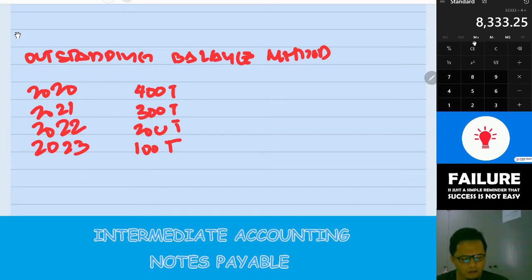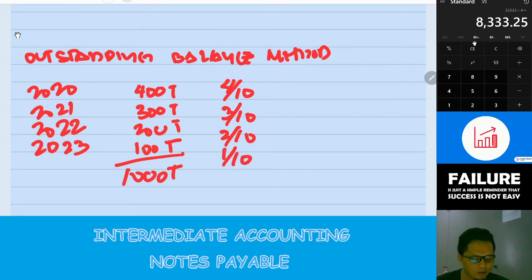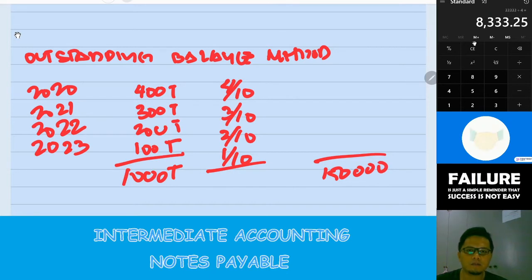Okay? Then the fraction, to get your fraction, we need to total this. So that is 4 plus 3 plus 2 plus 1. So that is basically 10, diba? If we are to fraction it, this would be 4 over 10, 3 over 10, 2 over 10, and 1 over 10. Okay? So, the total amount of discount that we need to amortize, diba, that is equivalent to 150,000.